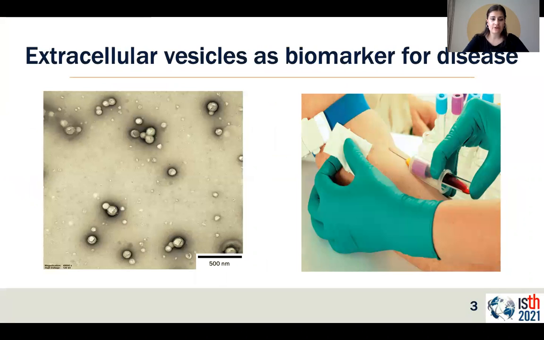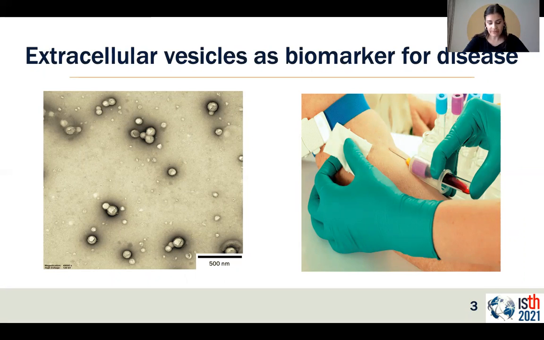Extracellular vesicles are nano-sized particles, which were formerly also called microparticles, and they can be secreted by all types of cells and can be found in all types of body fluids, such as, for example, urine or plasma. And the idea is that the EV concentration might serve as a biomarker for diseases such as cancer or cardiovascular disease.